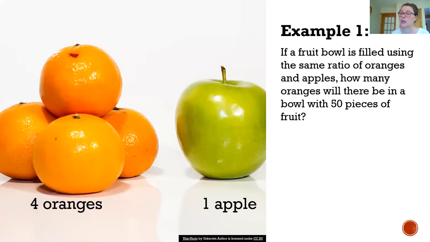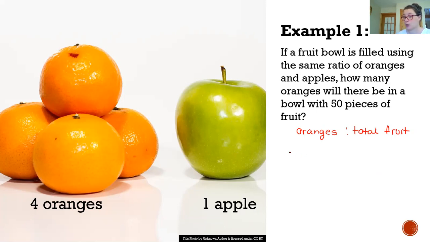If a fruit bowl is filled using the same ratio of oranges and apples, how many oranges will there be in a bowl with 50 pieces of fruit? So the first thing to look at is, what are we looking for? So we're looking for oranges, and we're comparing that to total fruit. That means we need to make a ratio that uses what we know and compares oranges to total fruit.